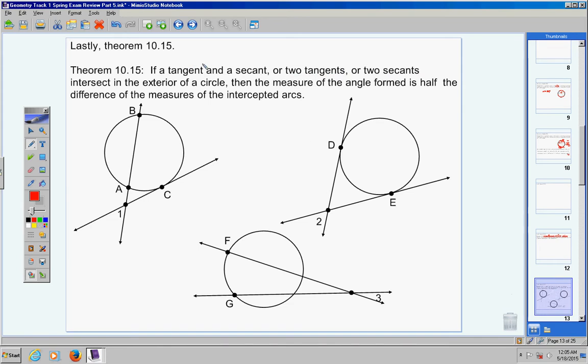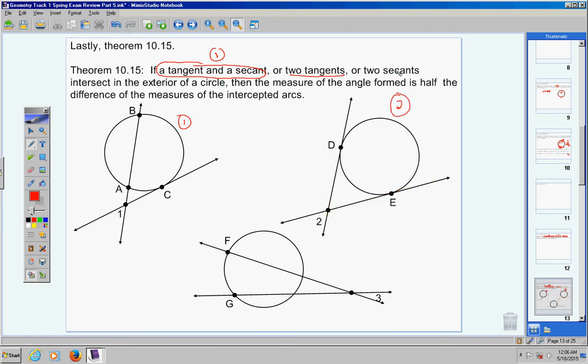So like I said, this is scenario number 1. When you have a tangent and a secant, well, this is tangent right here. This is secant. So this would be scenario number 1 right here. Scenario number 2 is two tangents. Well, we have two tangents here. Intersects the circle in one place. Intersects the circle in one place. So this would be scenario number 2.